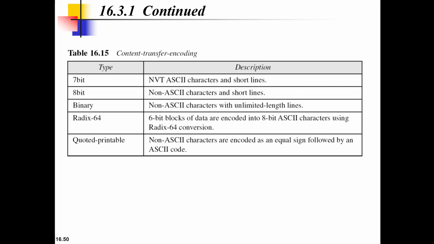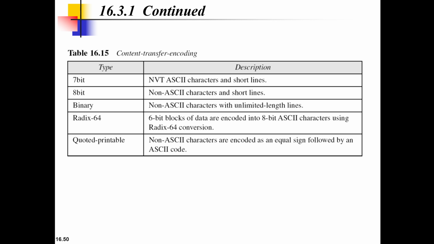So next is content transfer encoding. This header defines the method used to encode the messages into zeros and ones for transport. There are 5 types of encoding methods that are listed in table 16.15.